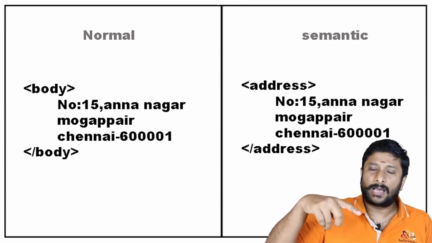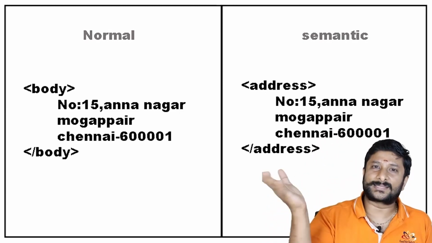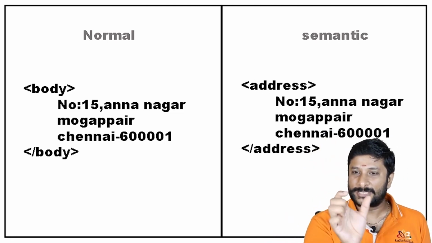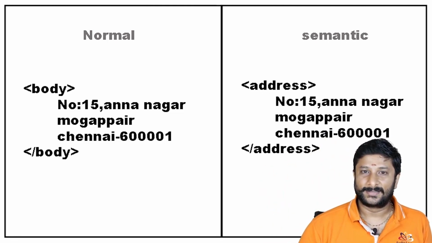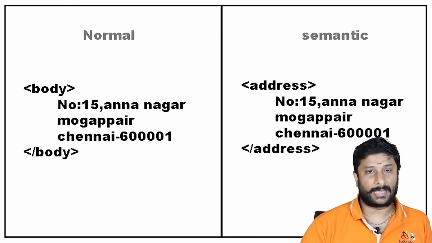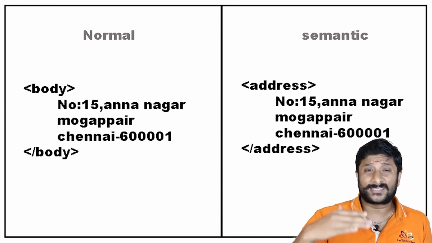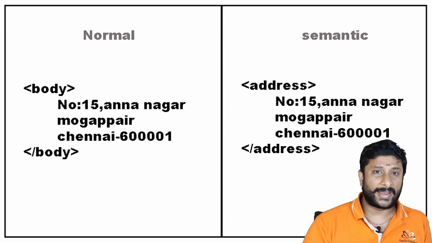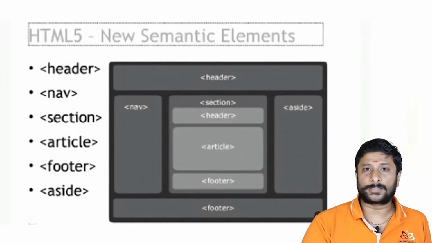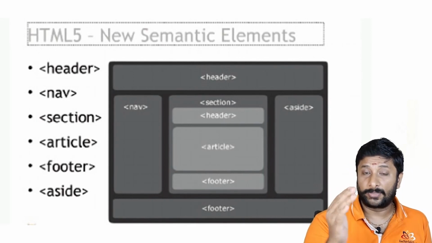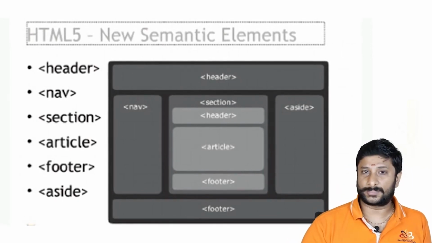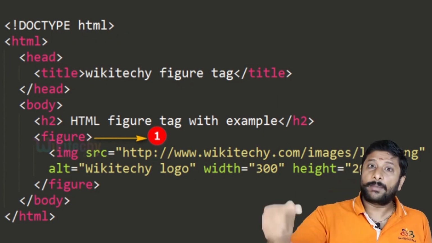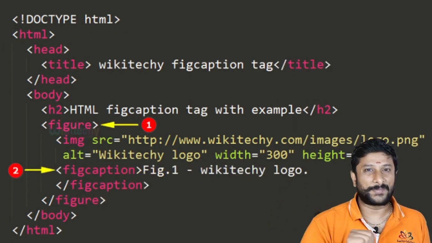Take all the data, put it in the common tag called address tag. Address, put everything there. No need to specify separate tags. Grouping the data, grouping the content on some basis, that is called meaningfulness, that is called semantic. For the semantic concept, they introduced tags like figure. The figure tag is used to group the images. To name those figures, you'll have the figure caption.